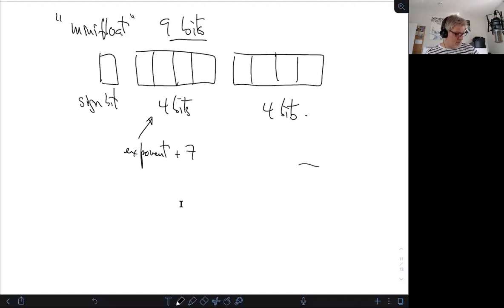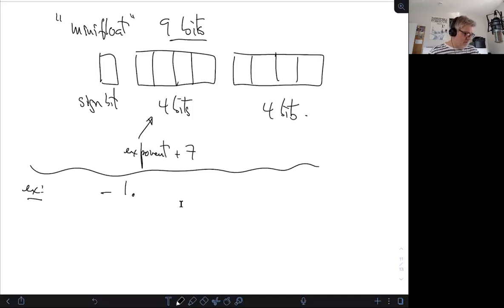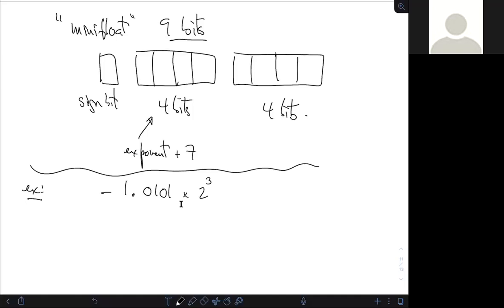Okay, so here's an example. Suppose that I'm given minus 1.0101 times 2 power 3. Okay. So really quick question. What's the biggest number you could put? 9 bits? Or, well, no, like in exponential form. In exponential form, that would be what? That's what I'm trying to ask.